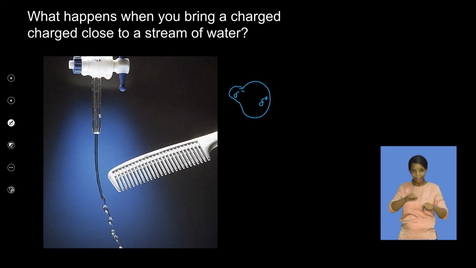Yes, it's neutral, but the distribution of the charges in the water molecule is such that one side of it is positive and one side is negative. So when you bring a charged comb, let's say this comb is positively charged, what will happen? The negative side of the water will actually be attracted to the comb. This is one classic example of how charges interact with each other. It still goes back again to say that like charges repel and opposite charges attract, right?